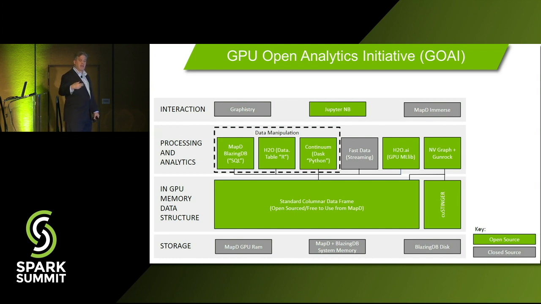And the GPUs typically have 16 gigabytes of memory. If you scale them out, you can get up to hundreds of gigabytes or several terabytes of memory if you were really motivated. And so what Mapt has done is they've open sourced their data frame and also the SQL algorithms to query them.